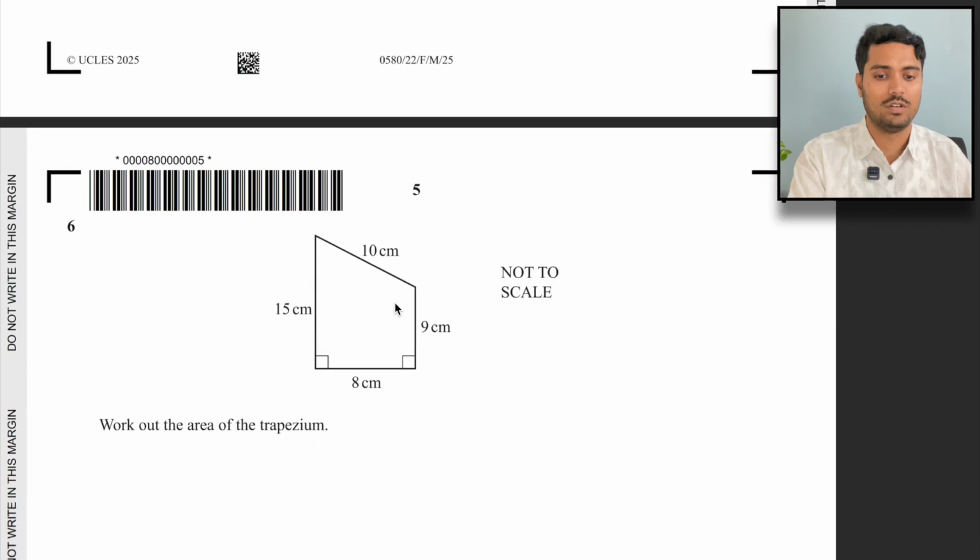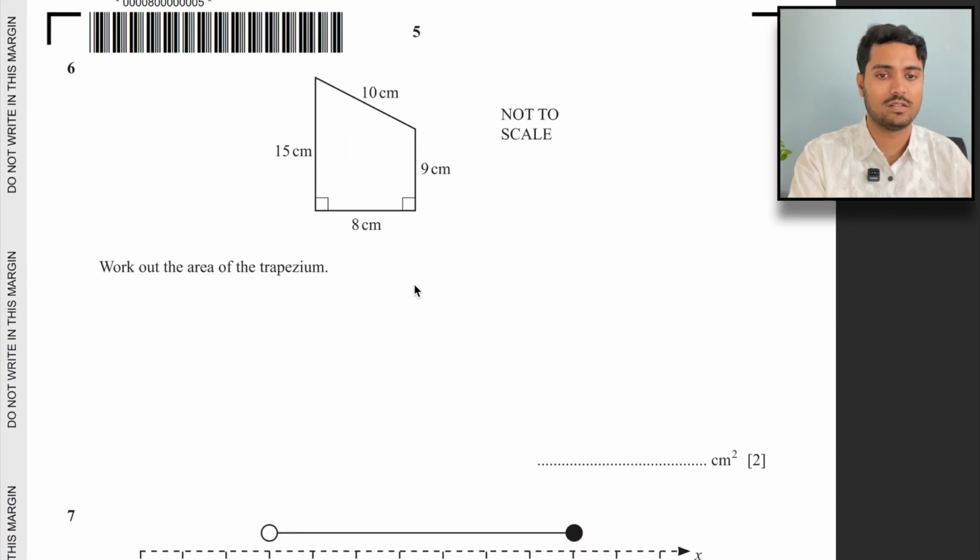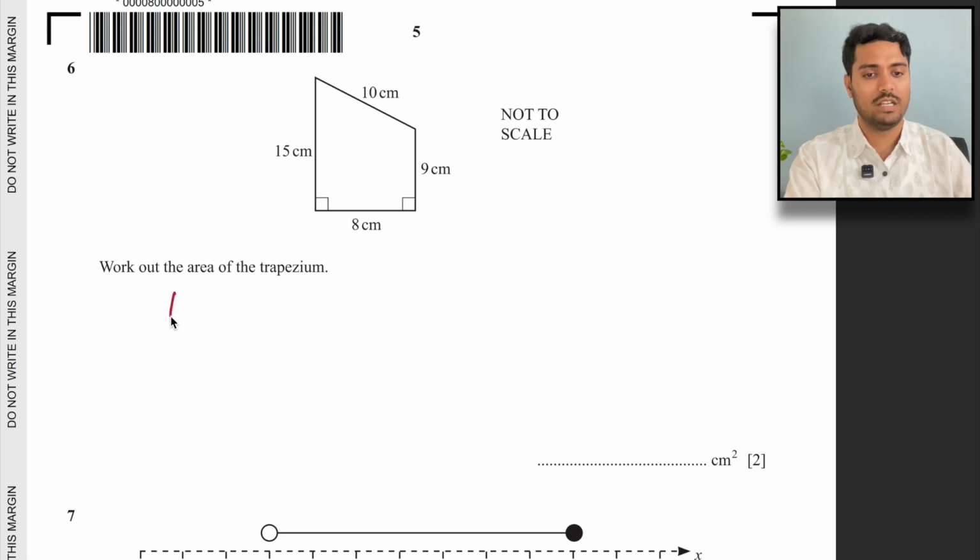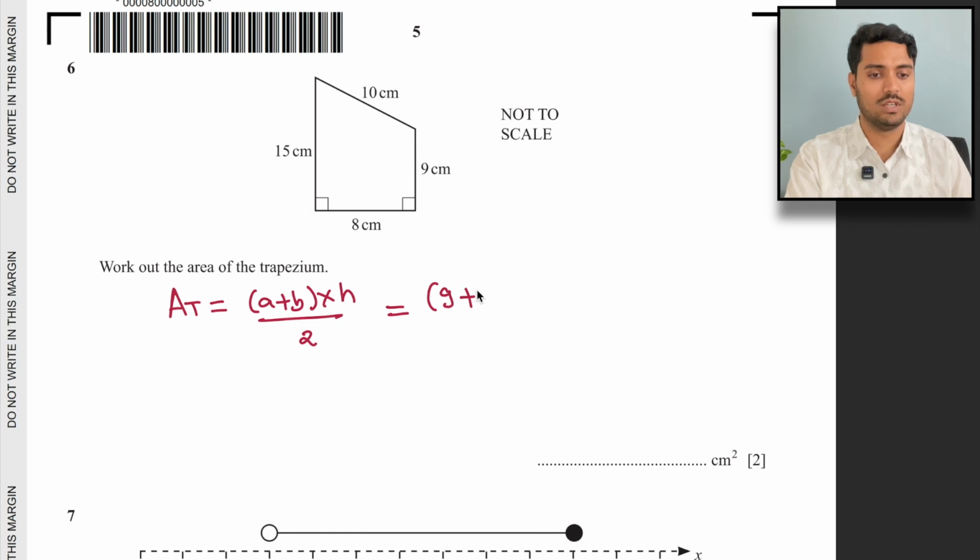Let's move on to the next question, question number 6. It says work out the area of the trapezium. So for the area of the trapezium, we have two opposite, parallel and unequal sides, which are 9 and 15. The perpendicular length is 8 centimeters, and this is given as 10. So basically the area of a trapezium formula is (a plus b) multiplied by h divided by 2. So let's do this. A plus b is 9 plus 15, multiplied by 8 divided by 2.